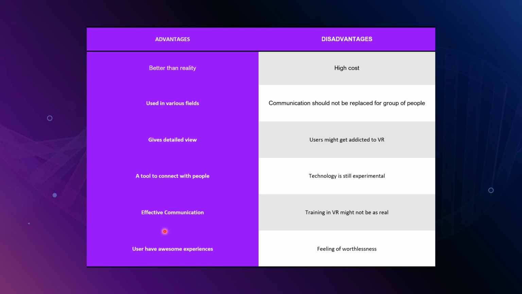So the fifth advantage, which is effective communication, is kind of connected with the fourth one. By connecting with people, we tend to have conversations, which then leads to communication with one another. And by communicating with each other, we get to enjoy the conversations between each other. And it gives a new experience of communicating with new people.